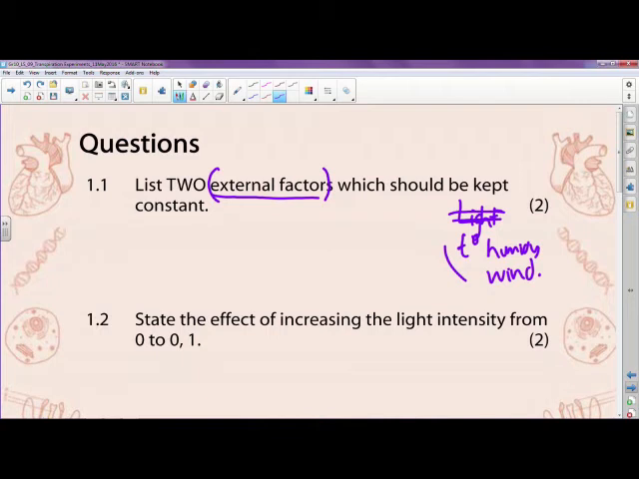So you could have had temperature, you could have had wind, you could have had humidity. Any 2 of those 3 would have been the correct answer.